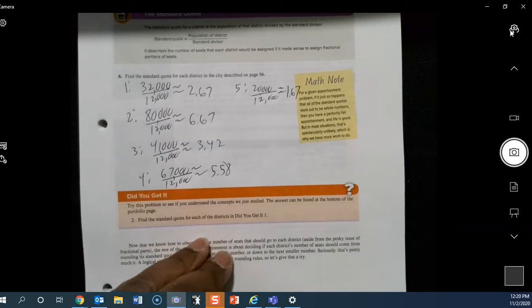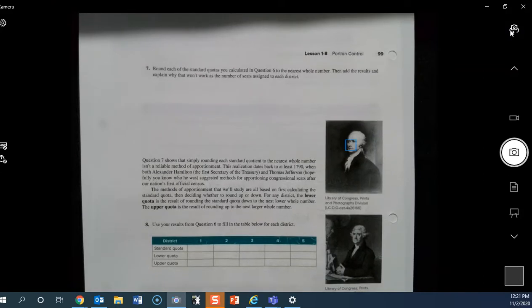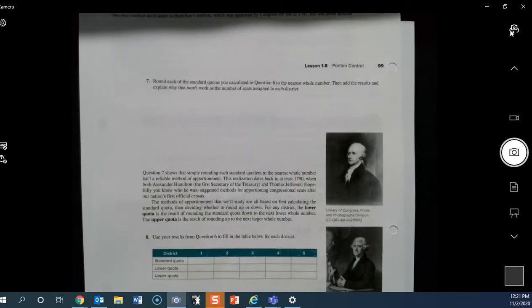All right. So we move on here to the next page. Now we look here at problem number 7. Okay, problem number 7, it says round each standard quota you calculated in question 6 to the nearest whole number. Then add the results and explain why that won't work as the number of seats assigned to each district.